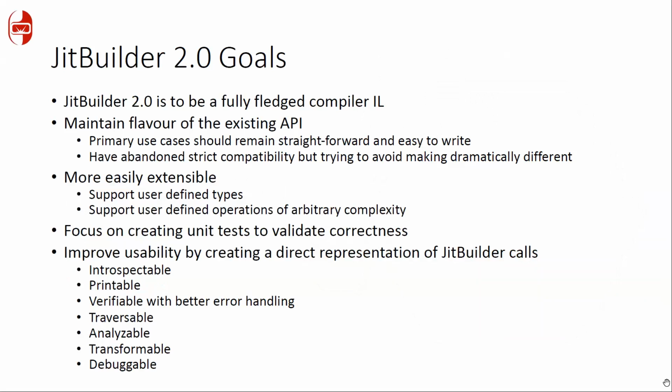First, I'll just give a brief refresher on the goals, and I've changed the order of some of these things to reflect how important I've been treating them, although it's not a fully prioritized list. The main goals here are to enhance the capability of JitBuilder to make it a fully fledged compiler IL, as I mentioned. I am trying to maintain the flavor of the existing API, and for that, I really want the primary use cases that I expect people to be using to remain straightforward and easy to write.